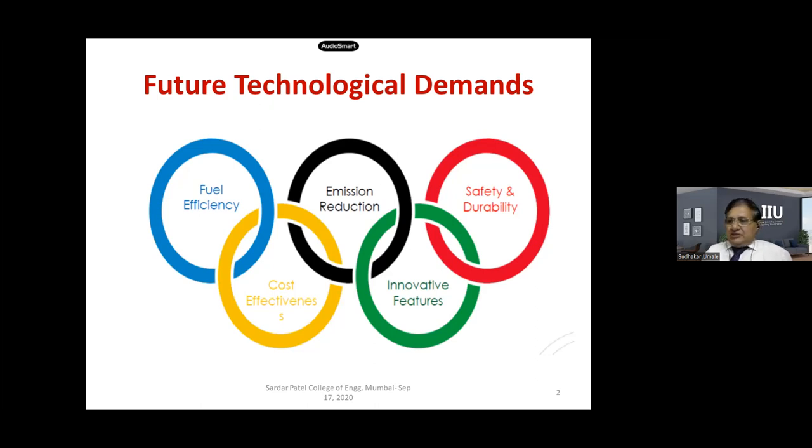First is fuel efficiency. Second is emission reduction. Third is safety and durability of the engines, cost effectiveness, and innovative features. So I will cover some of the innovative features which are required to reduce the emission problems. That is called advanced engine technologies.